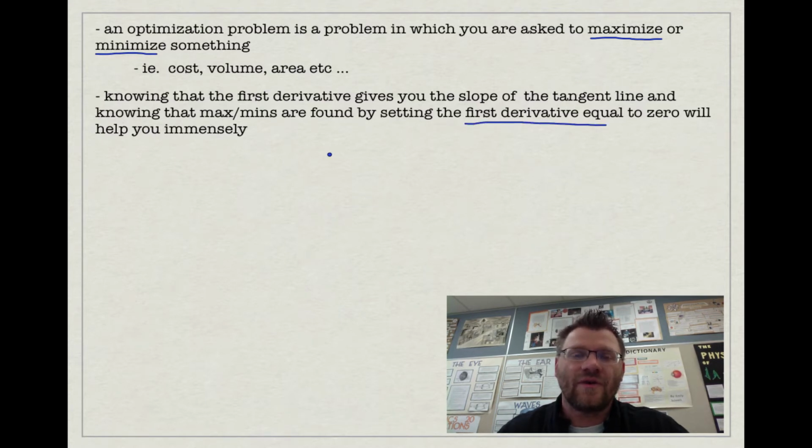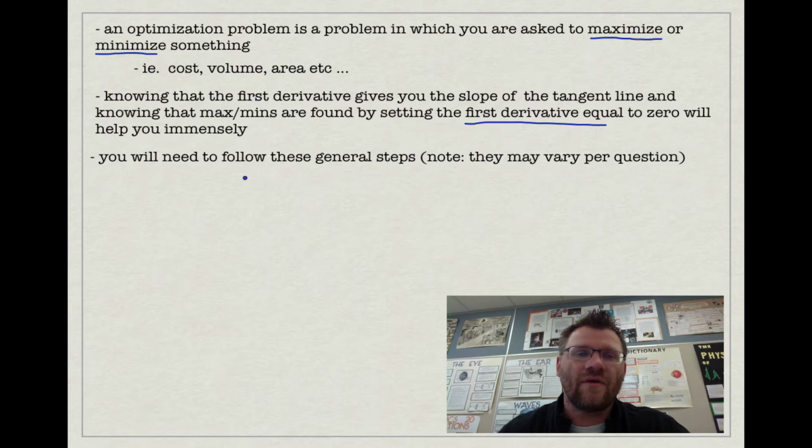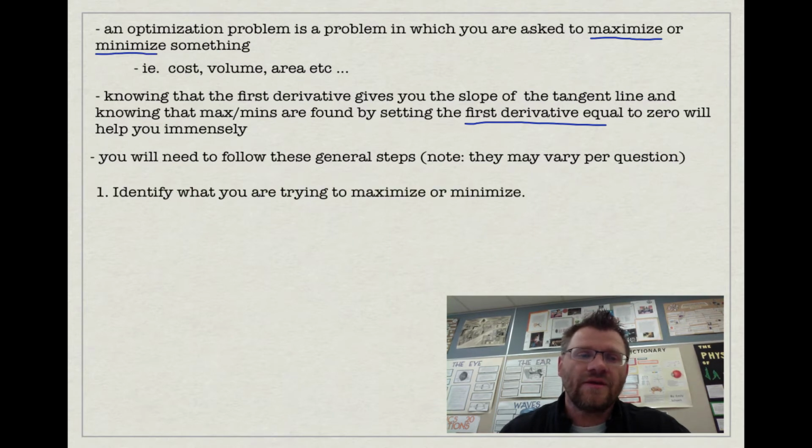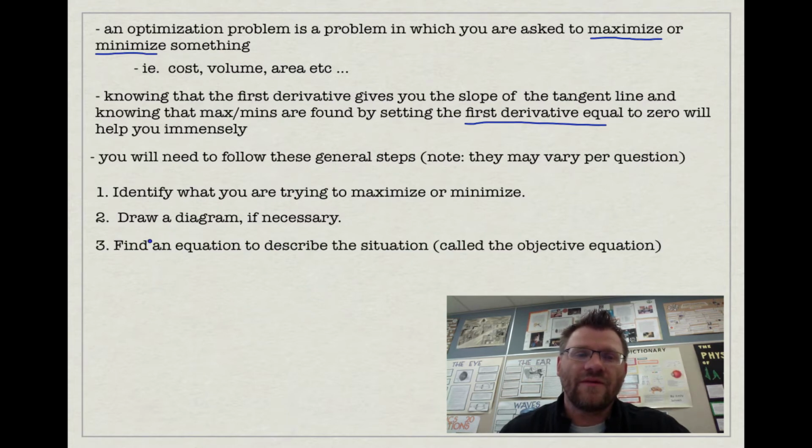So we did this stuff in graphing, but it also comes in handy when we're talking about some actual real life situations. So you need to follow these general steps. Note they may vary per question, but this is sort of the idea behind it. Number 1, you need to know what you're trying to maximize or minimize. Number 2, if you can, draw a diagram. Number 3, you need to find an equation that describes the situation for what you're trying to maximize or minimize, and this is called the objective equation.